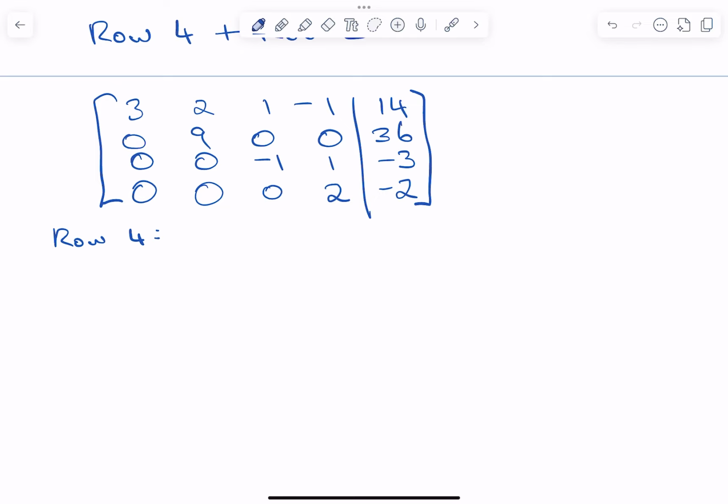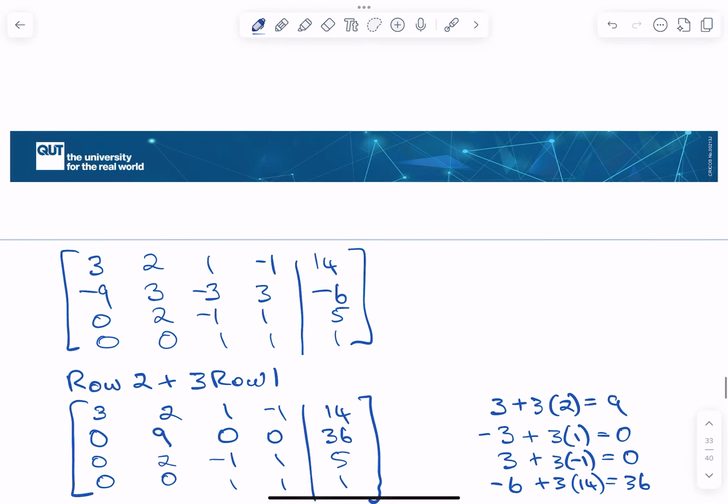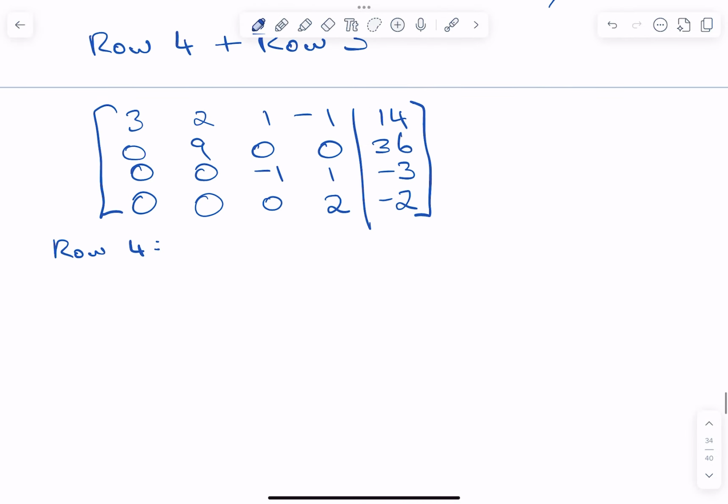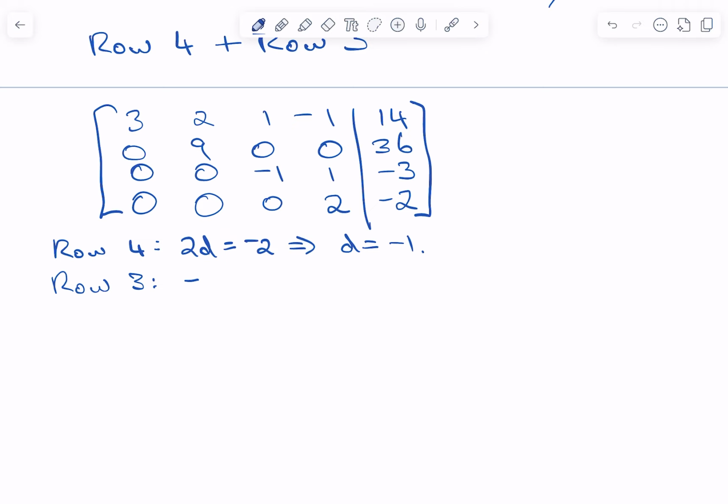Starting with row 4, looking back at what our variables were, a, b, c, and d, we have 2d is equal to minus 2, which implies that d is equal to minus 1. We can then go to row 3 and substitute that d value in. Row 3 tells us that we have minus c plus d, which is minus 1, equal to minus 3. Solving this, we'll have minus c equals minus 2, or c equal to 2.